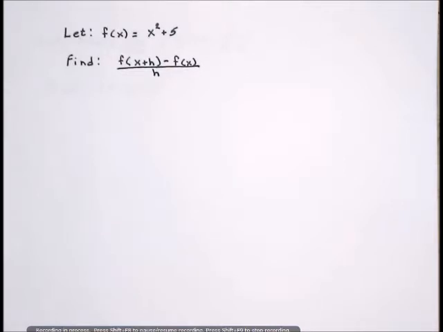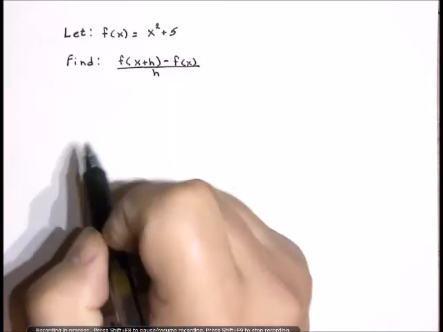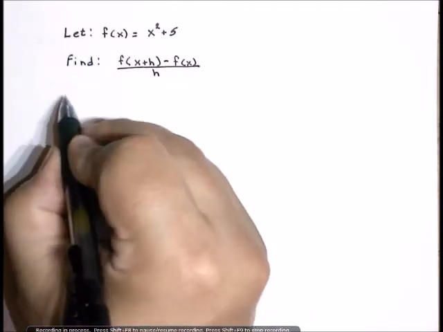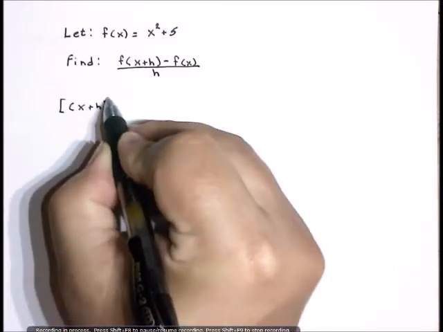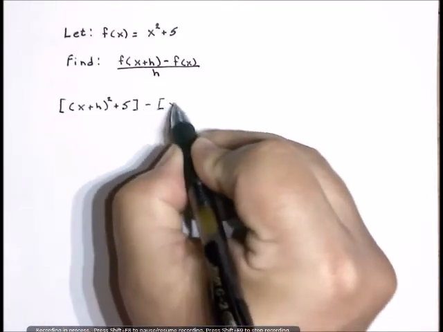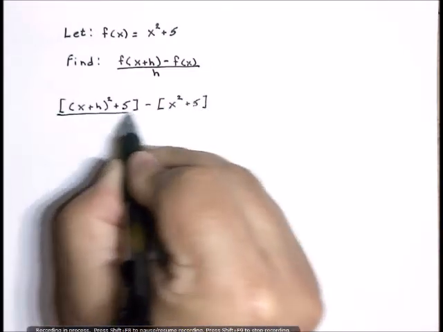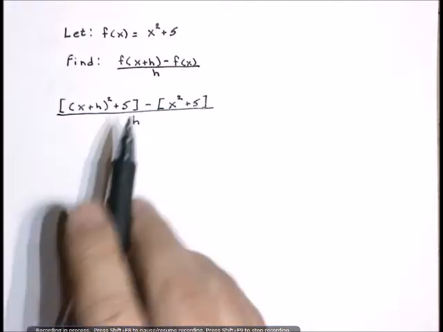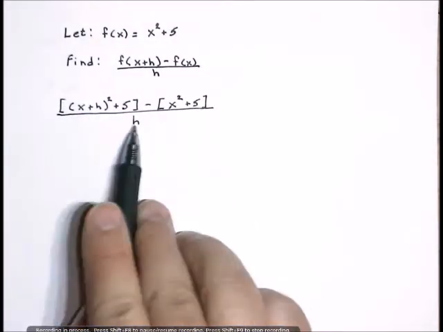Let's try a slightly harder one now. Here, f of x is x squared plus 5, and I want to find the same difference quotient. So first, I plug in x plus h into f of x, subtract f of x, and put it all over h. So just like before, I have f of x plus h here, subtracting f of x, and it's all over h.